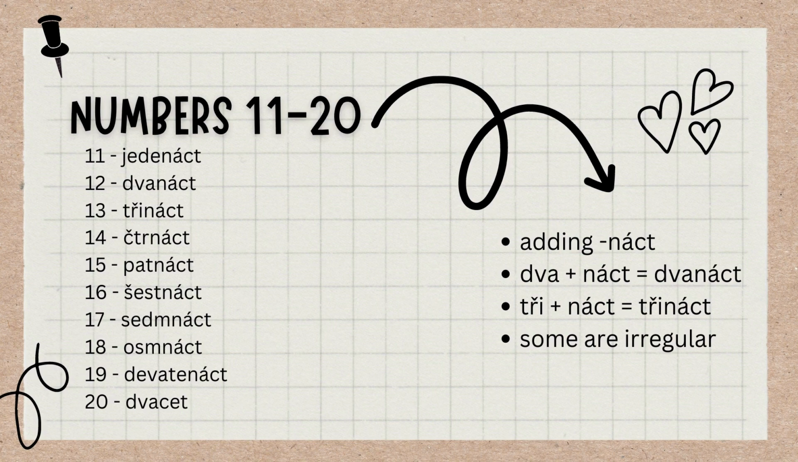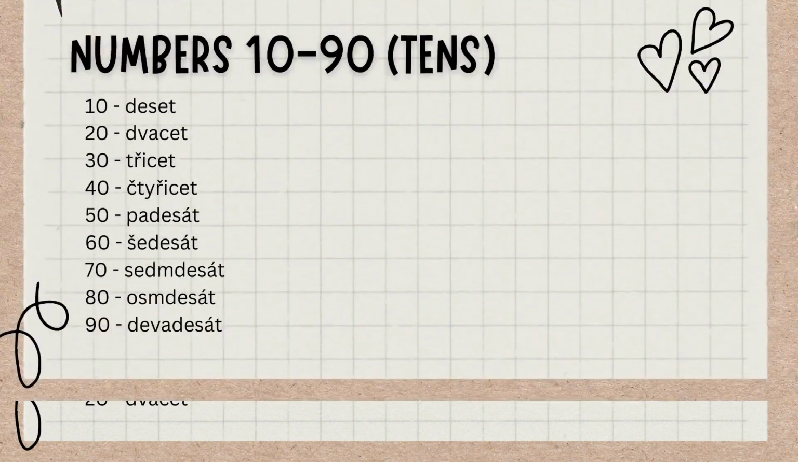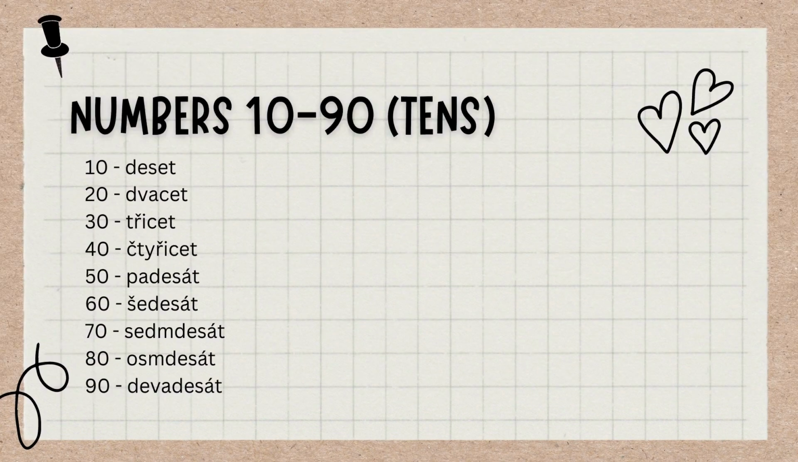You can see that the forms are mostly regular. Dva plus náct, dvanáct. Tři plus náct, třináct. Only jedenáct is slightly irregular. There's only one N. And then čtrnáct, patnáct, and devatenáct are different, but the others you can remember by putting first the number and then adding náct. Now let's learn the tens.